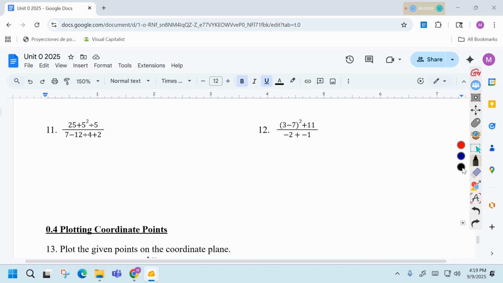Okay, so for order of operations, again, we want to try to get this one to begin with the grouping symbol. Well, the grouping symbol is this parentheses, and 3 minus 7, the 7 is bigger and it's negative, right? So that means we'll have negative 4. Okay, and then we'll square that, and we'll put plus 11. Negative 2 plus negative 1. Okay, here we go.